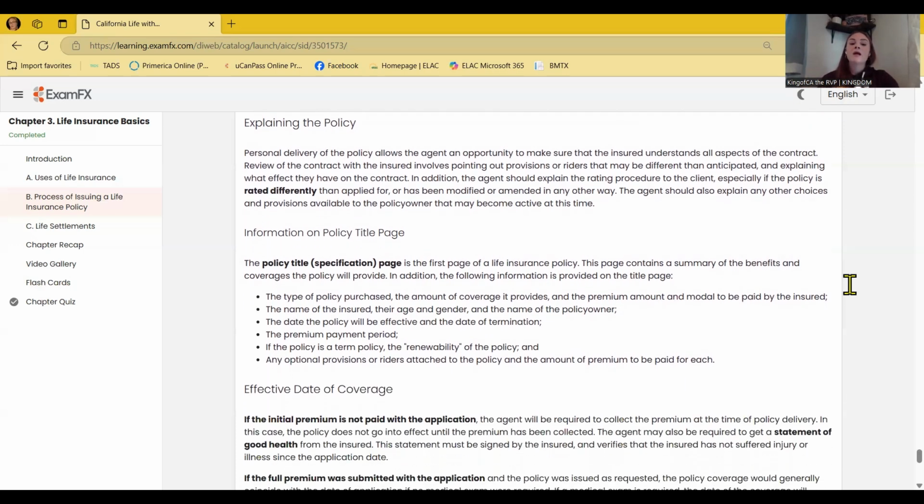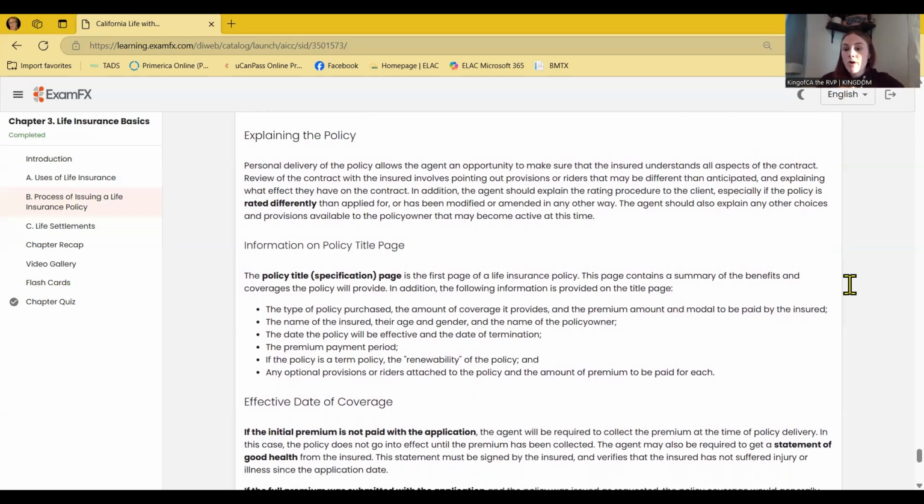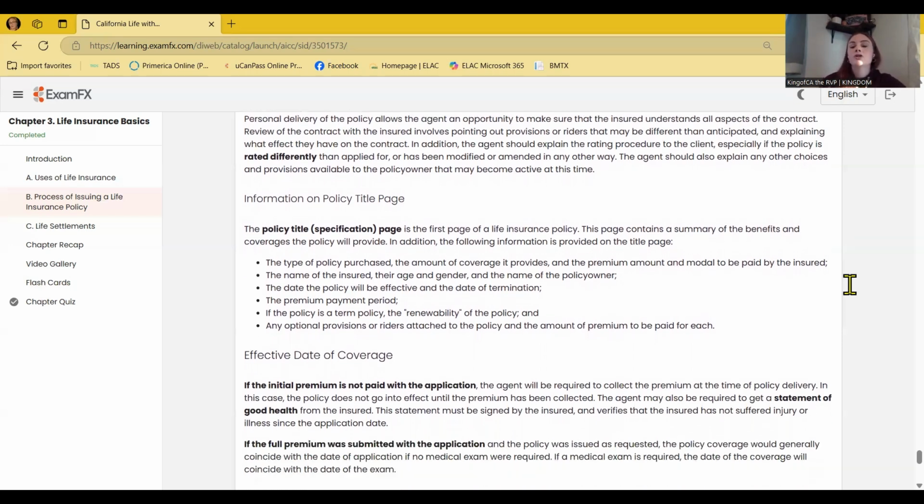Perfect. All right. So as an agent, it's also our job to make sure that the client understands the policy that they've been given. Personal delivery of the policy allows the agent the opportunity to make sure that the insured understands all aspects of this contract, especially if there's any changes to the contract.